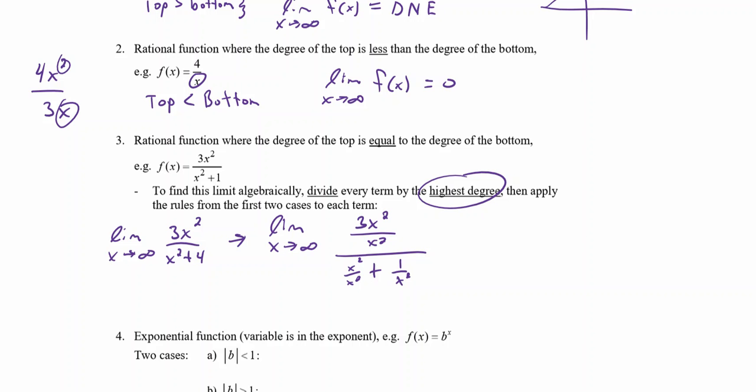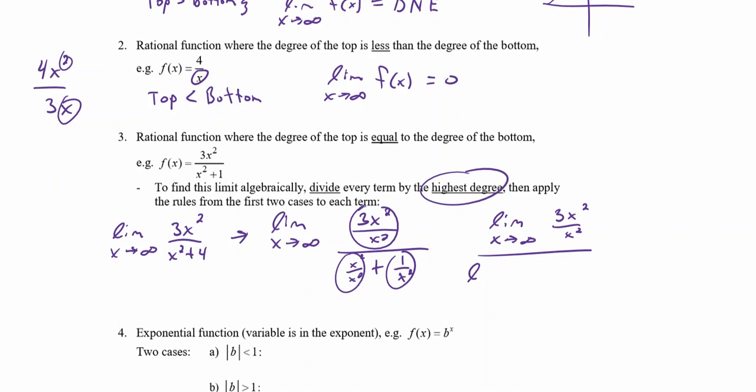But what this does allow us to do is, when we take the limit of this, it's actually the same thing as taking the limit as x approaches infinity of each of these pieces, the limit of this and the limit of this. So it's the limit as x approaches infinity of 3x squared over x squared, over the limit as x approaches infinity of x squared over x squared, plus the limit as x approaches infinity of 1 over x squared.